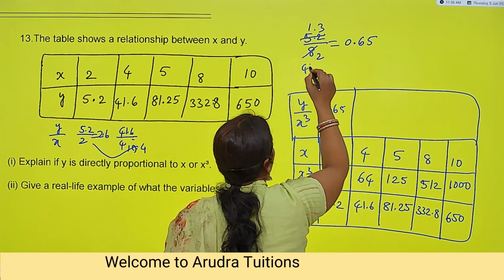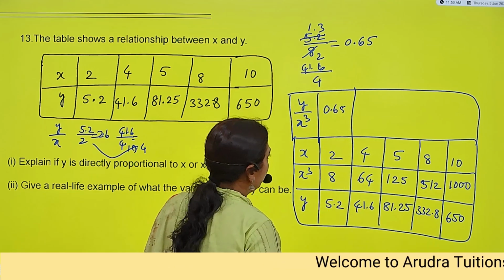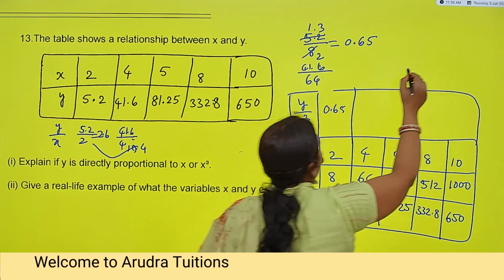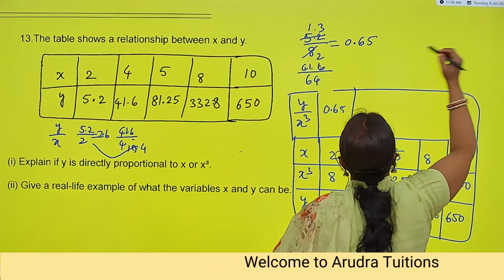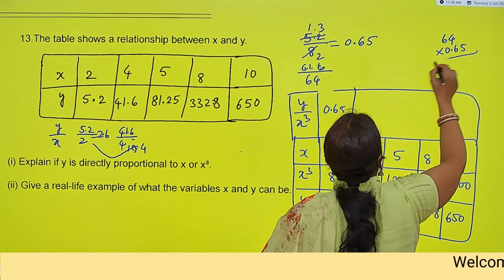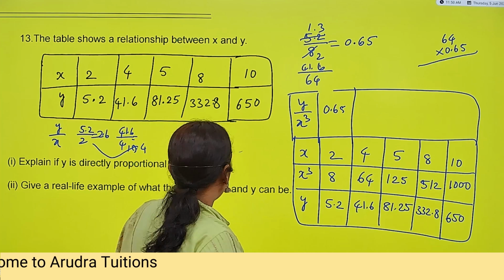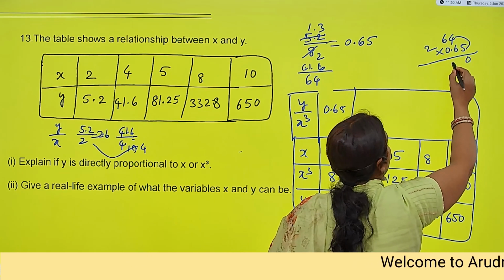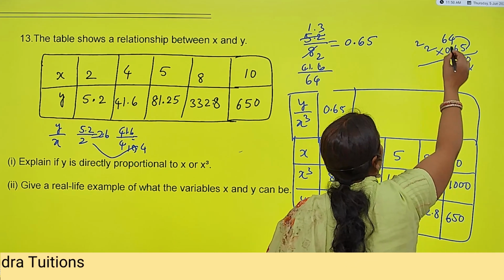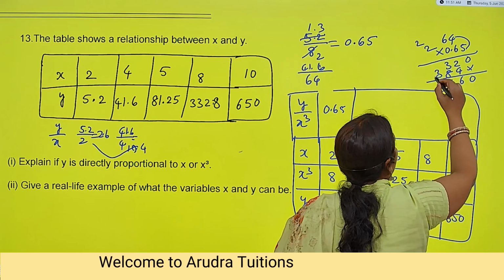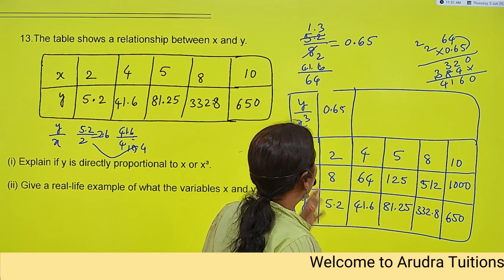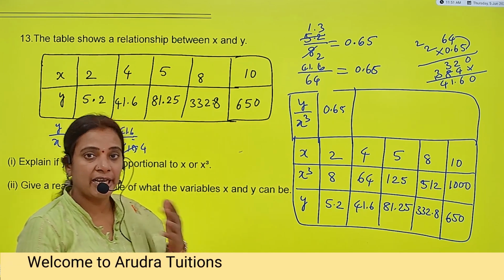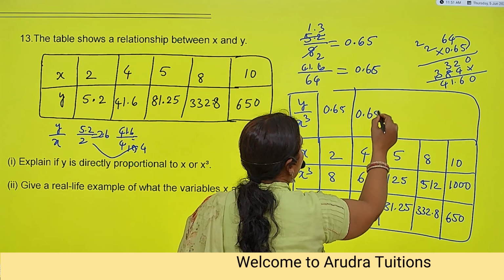Then 41.6 over 64 means 64 into 0.65. If we get the same constant, then we say that y is directly proportional to x cube. It's exactly true. This is 0.65 only. Taking two decimal places, 41.6 over 64 is exactly the same ratio, 0.65.